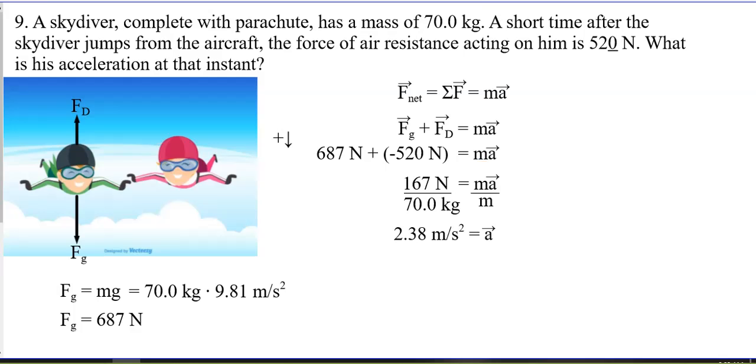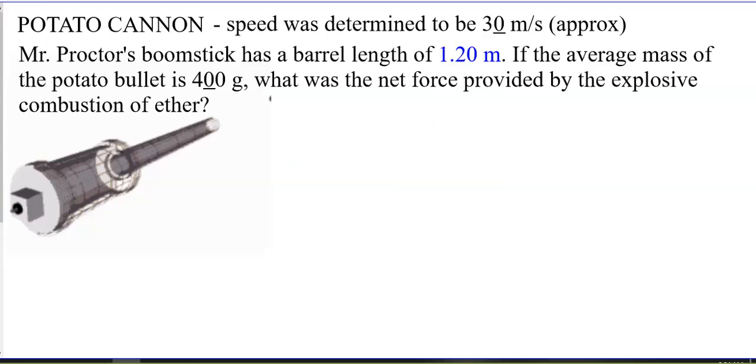Just like the last question, we have a newton divided by a kilogram. I didn't expand the newton. I just showed you in the last question that the kilograms would cancel out and you're left with a meter per second squared. Positive means that he is accelerating downwards, so he's still speeding up on his way down. Hopefully he'll open his parachute soon.